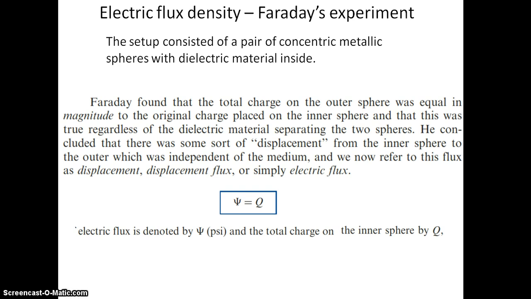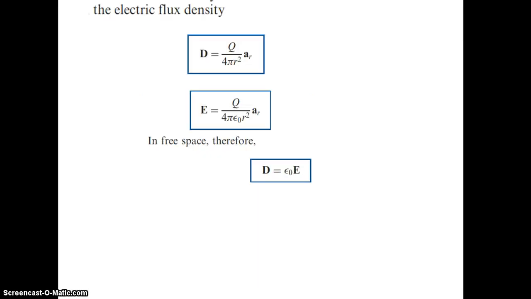So there was some sort of displacement from the inner sphere to the outer sphere, and this displacement is called the displacement flux or electric flux. So the electric flux is equal to the charge. Okay, the displaced flux is equal to the original charge which was on the inner sphere. So psi equal to Q. Psi is the electric flux and Q is the charge. So this is the Gauss law. The Gauss law states that the flux emanating from a surface is equal to the charge enclosed by that surface.